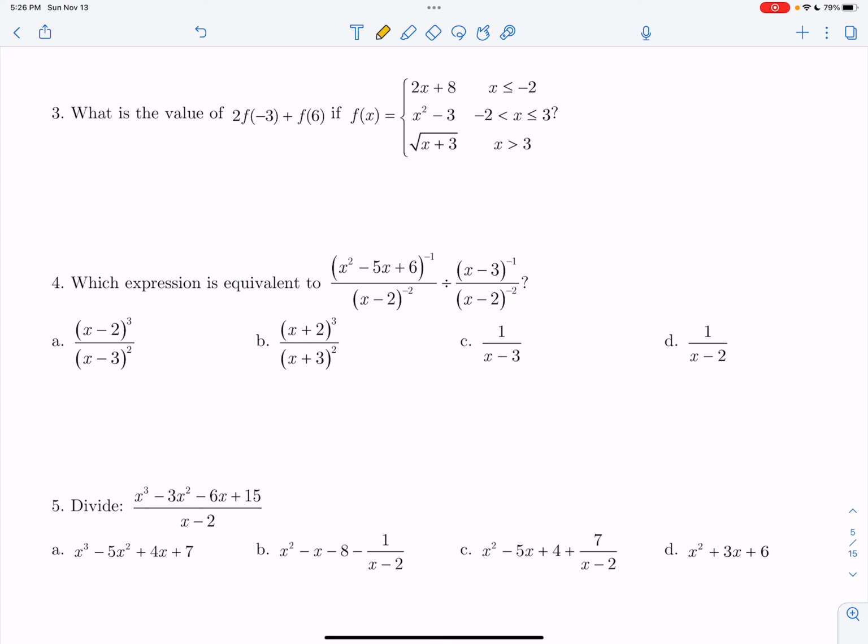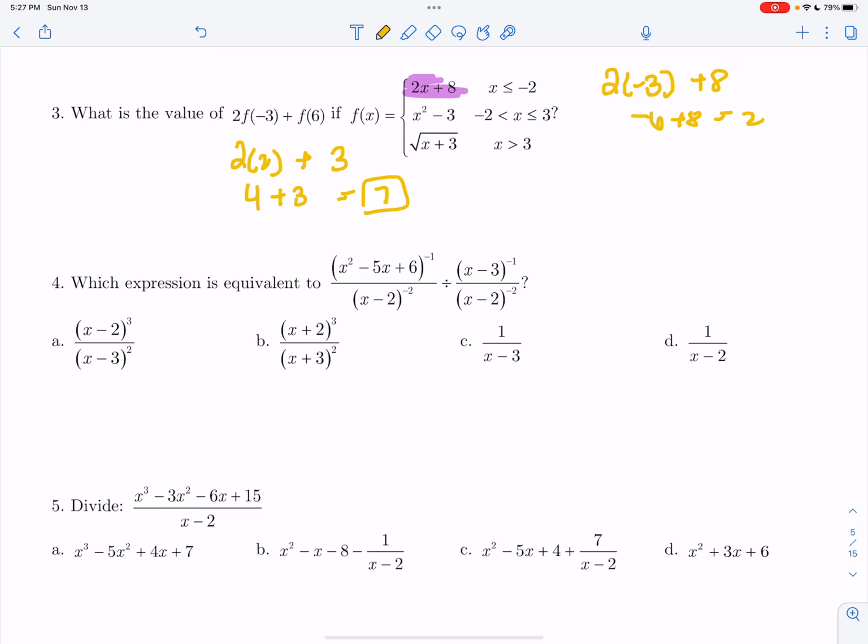Number 3 says, what's the value of 2 times f of negative 3 and f of 6? So to find out what f of negative 3 is, I'm going to plug it into the top subfunction because that's what satisfies f of negative 3. So 2 times 2. And then f of 6, you have the square root of 9, which is 3. 2 times 2 is 4, plus 3 is 7. So your answer here is 7.